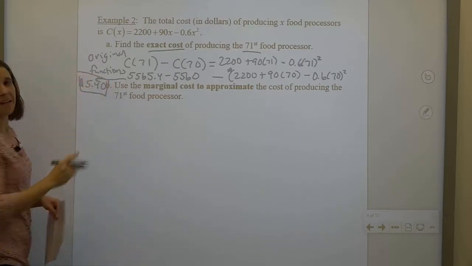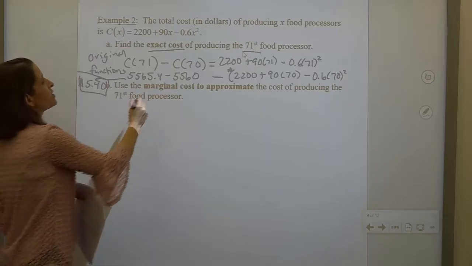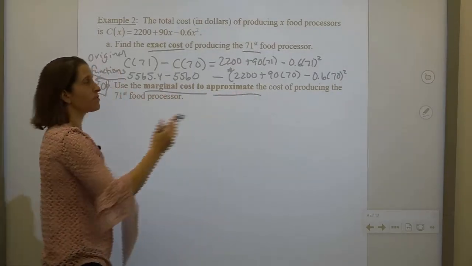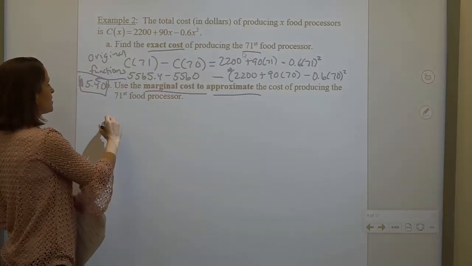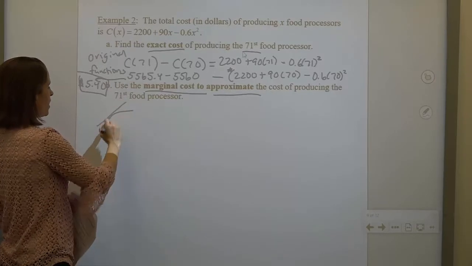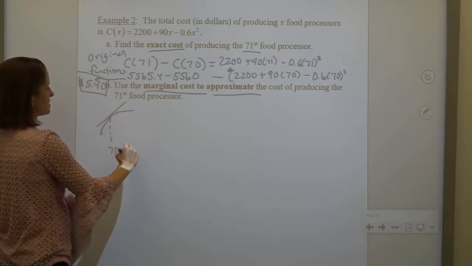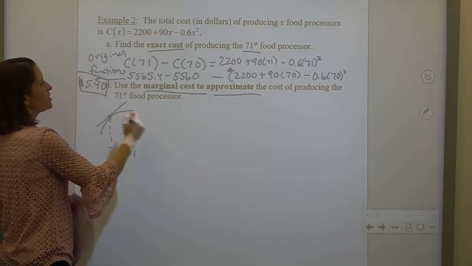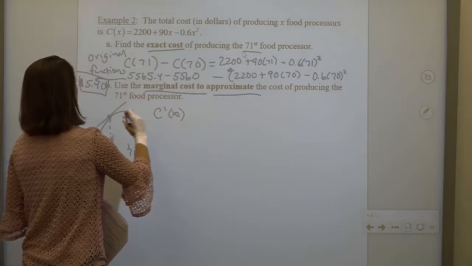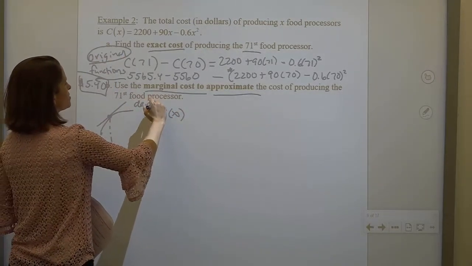So that is exactly how much it costs to make the 71st item. If we are using the marginal to approximate, remember, the idea is that we know about the 70th and we are trying to predict about the 71st. So it's nice and easy. We just need the derivative. So for this part, this was the original for part A. Here we are using the derivative.